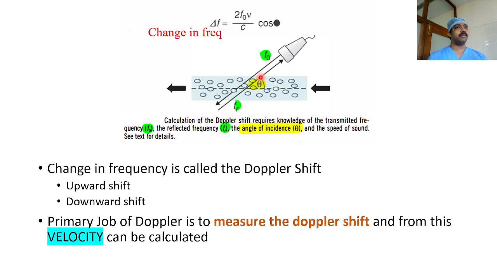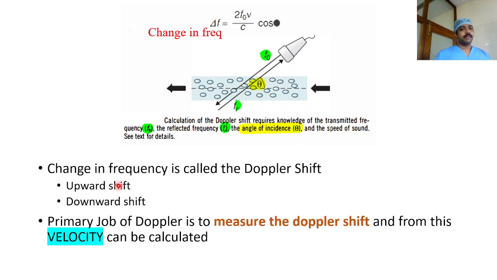Typically we have to keep it as parallel as possible with the area of interest. That is, the RBC should come towards the probe. Then we will get the best velocity. The angle should not be more than 20 degrees. In cardiac structures, it should typically be kept at 0 degrees.